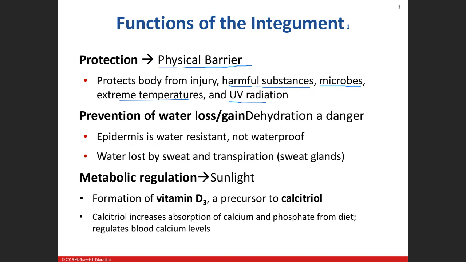Ultraviolet radiation, we saw that with the melanocytes. They make melanin, which is that awesome product that protects the DNA inside your nucleus. It coats the DNA, and the cells that make melanin will share it with their neighboring cells. It also helps to prevent dehydration.